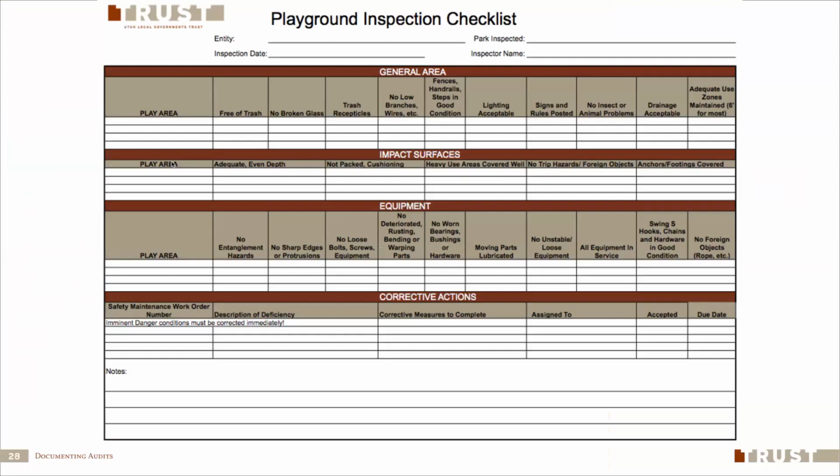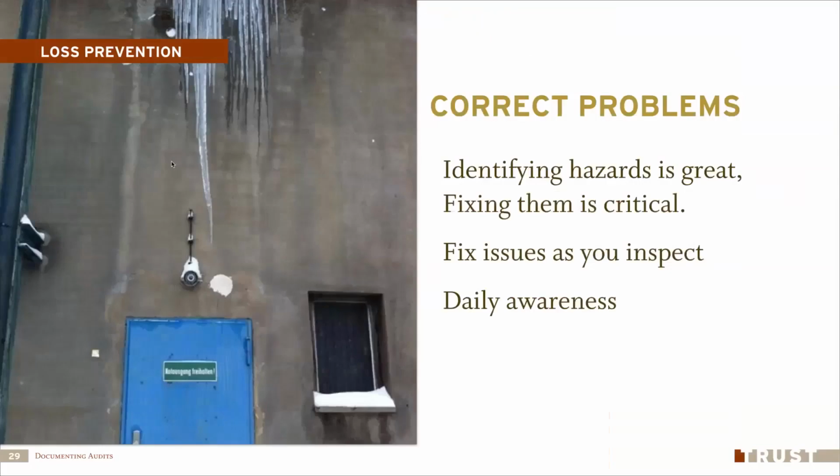Okay. Here's another example. This would be a playground checklist, and we have all of these available. And I'll send out copies of these with the email when we notify you that the recording is available. One really important thing to do when we are out doing our audits or inspections is we need to correct problems as we see those. So if I see that there is a blocked fire extinguisher, move the materials from in front of the fire extinguisher. Don't just identify a problem. If it's easy to be fixed, let's fix it right there.